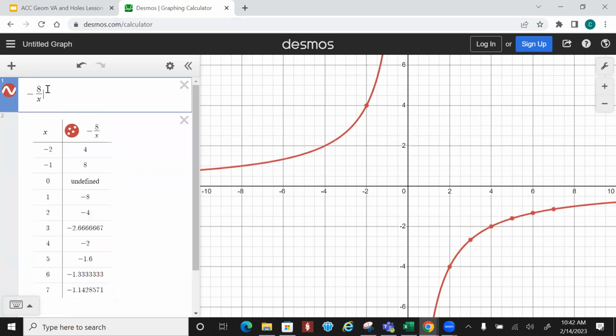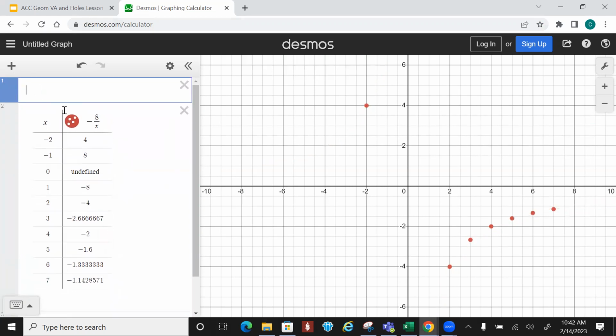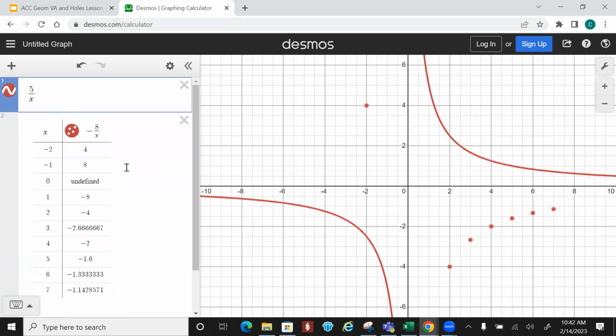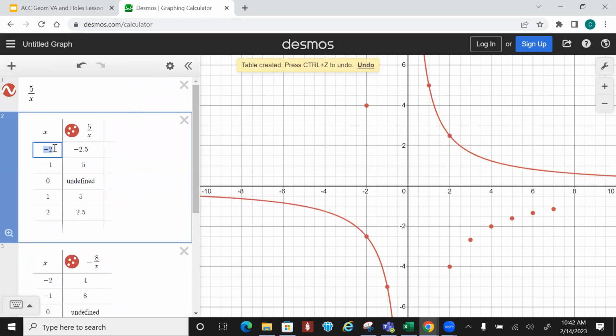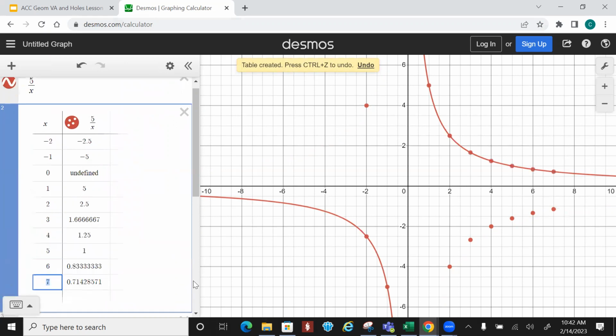Say it goes like 5. Put 5 over x. 5 divided by x. And this will give me all the factors. And if you don't have enough, you can add on to that table. And you can only use whole numbers. So if it's a decimal, it's not going to work.